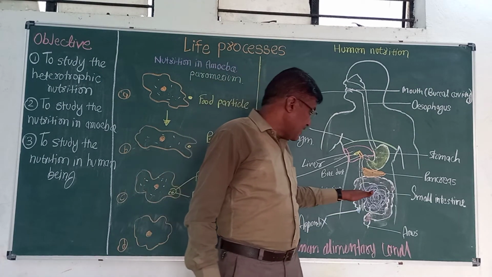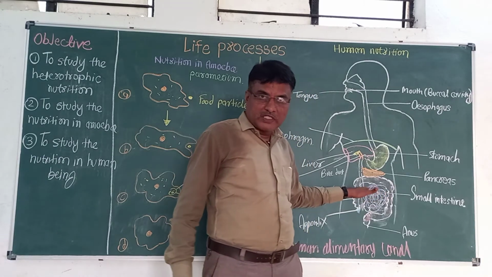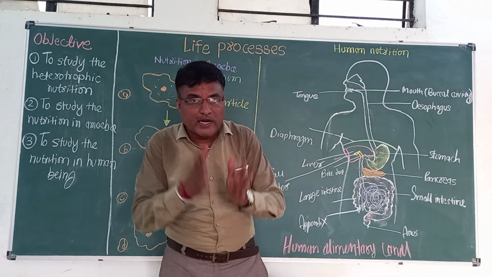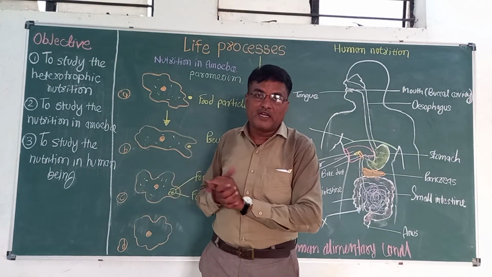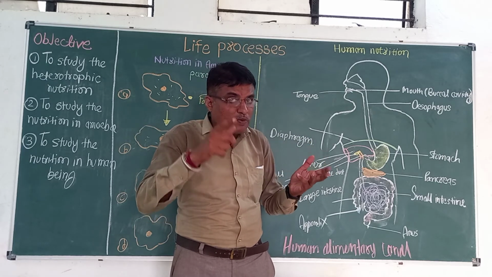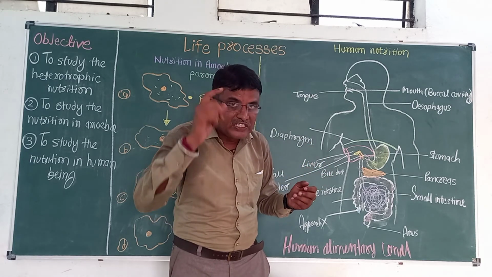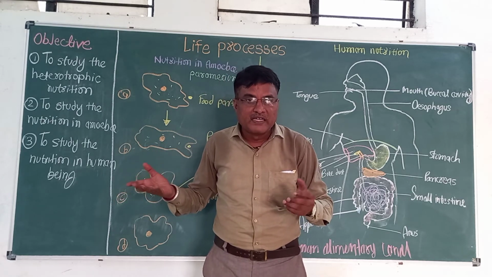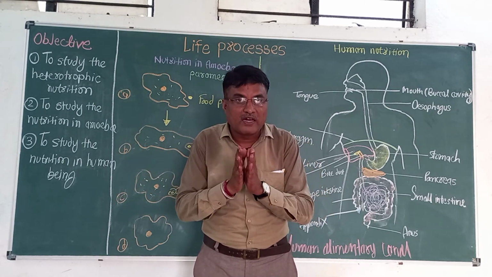Regarding the small intestine, here is one important question for your CBSE exam: the small intestine of herbivores and the small intestine of carnivores. Herbivores means deer, cow, buffalo. Their small intestine is larger, and in carnivores, like tiger and leopard, the small intestine is small. Why?